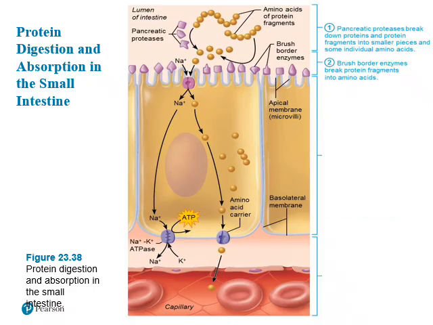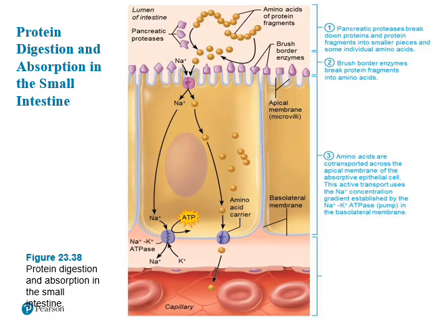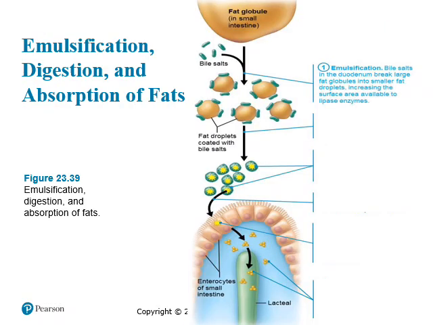So once they're broken down and you already have the amino acid, with the use of a carrier, they are co-transported across the apical membrane of the absorptive epithelial cells. This active transport uses the sodium concentration gradient established by the sodium-potassium ATPase pump in the basolateral membrane. Then amino acids exit across the basolateral membrane via facilitated diffusion and enter the capillary via the intercellular clefts. That's cool.